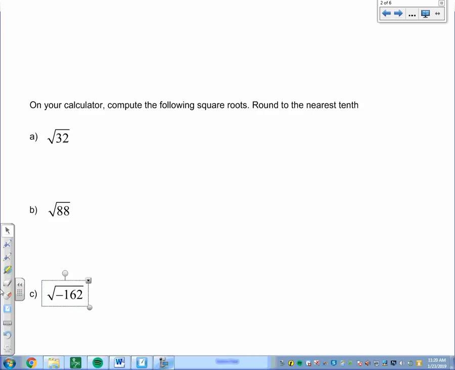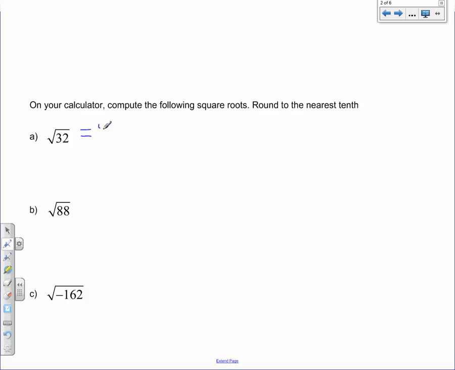I'm getting 5.7 when we round to the nearest tenth. Okay. What about the square root of 88? 9.4. Now, the square root of 162 is going to be 12.7 when you round to the nearest tenth.